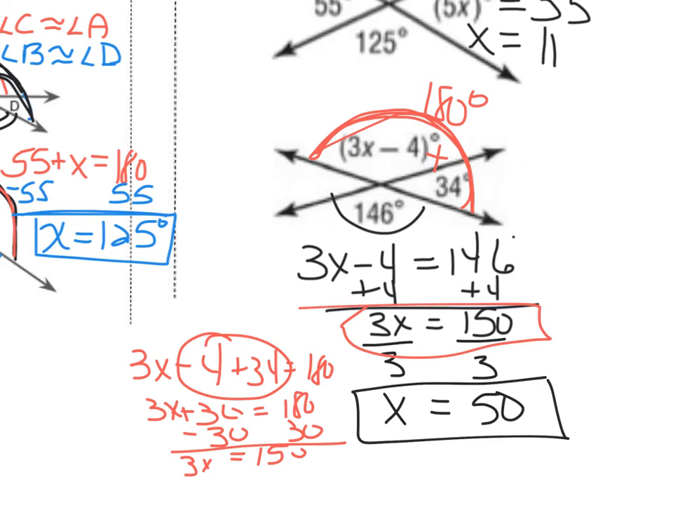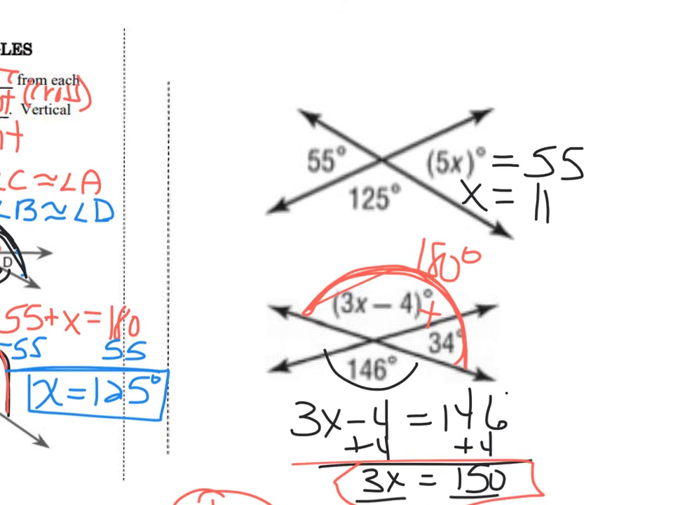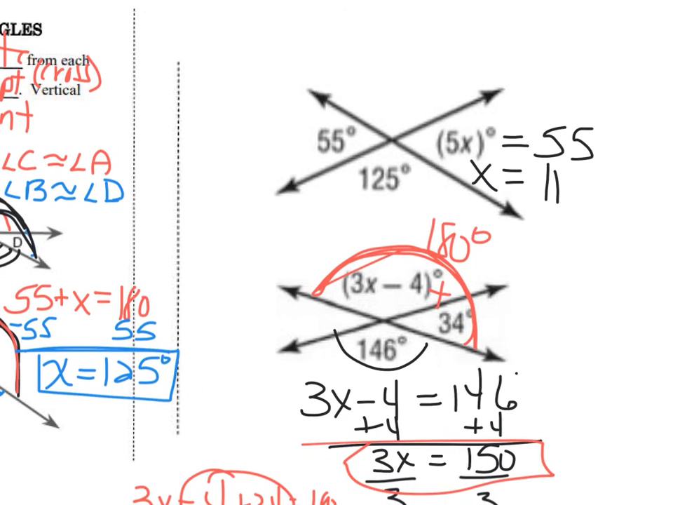Same thing on the other one. You could have added those two, and that would have given you 180. Any questions on any of this?